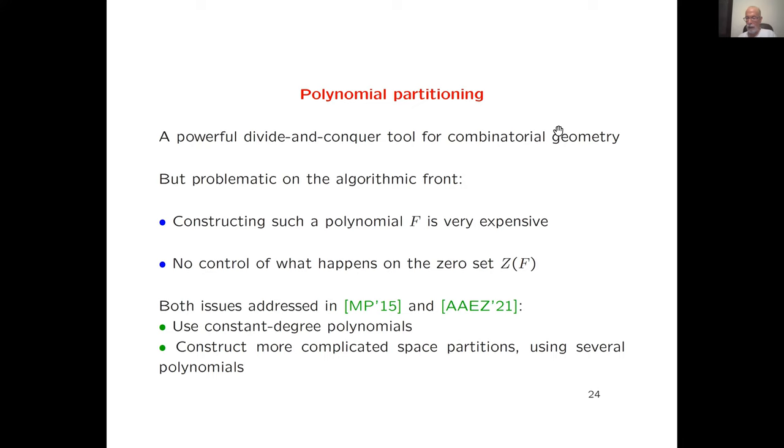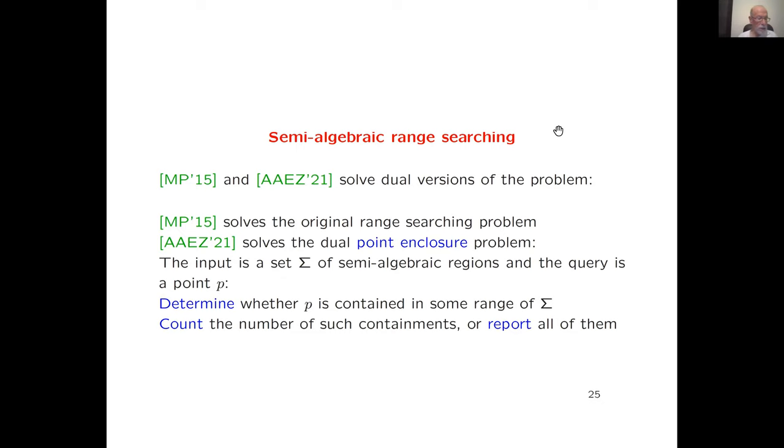And that was an obstacle for a long time, but those two papers addressed it in a fairly complicated manner. They use constant degree polynomials to make sure that the construction is not very expensive, but the partition is quite awful. When you read their main result, each of them spreads almost over a page to tell you exactly how you do it. And let me just say that they solve dual versions of the problem. The Matoušek-Patáková paper solved the original range searching, and the other paper solved the dual point enclosure, where the input is a set of ranges and the query is a point, and you want to know whether the point lies in any range, how many ranges it lies in, and so on.